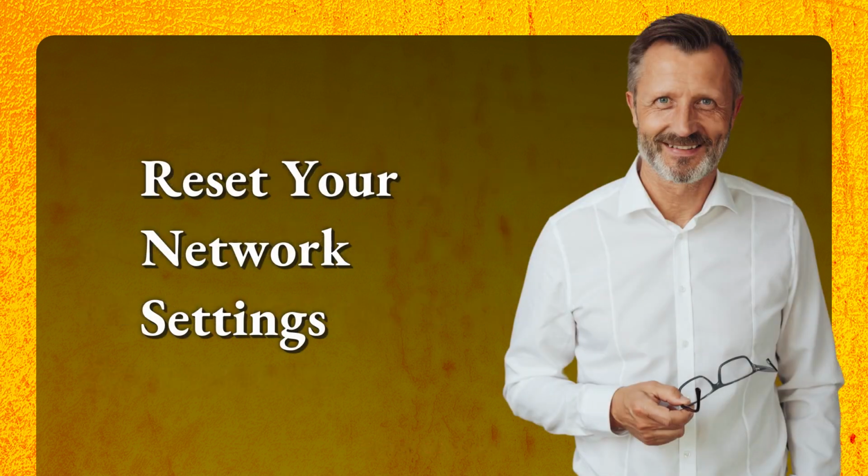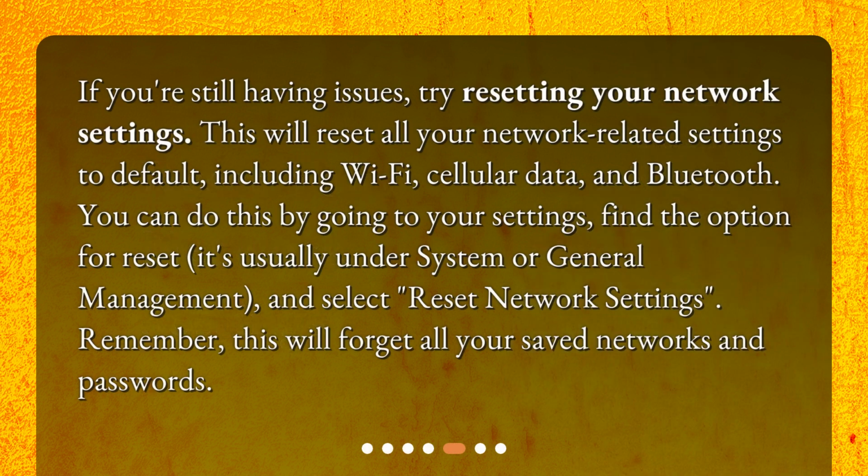Reset your network settings. If you're still having issues, try resetting your network settings. This will reset all your network-related settings to default, including Wi-Fi, cellular data, and Bluetooth. You can do this by going to your settings, find the option for Reset. It's usually under System or General Management, and select Reset Network Settings. Remember, this will forget all your saved networks and passwords.